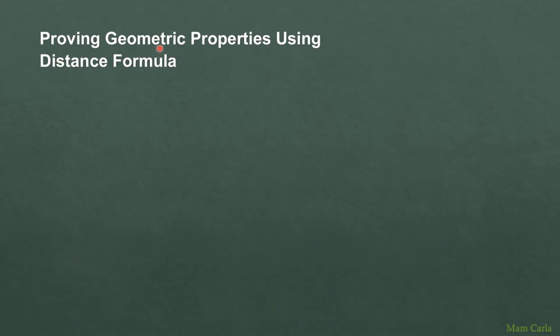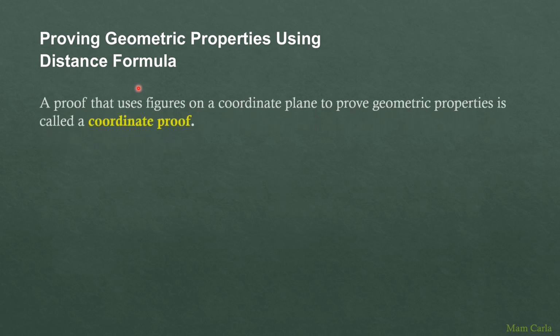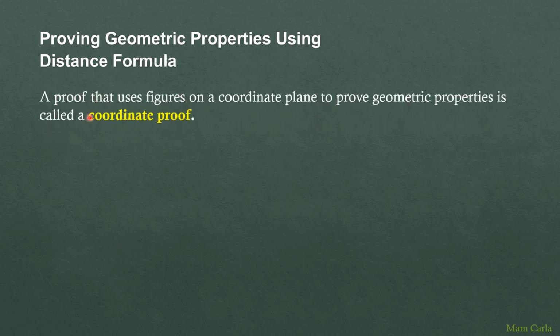Now let us try to prove some geometric properties using the distance formula. Let us first define what a coordinate proof is. It is a proof that uses figures on a coordinate plane to prove geometric properties. If we are trying to prove geometric properties with the use of the coordinate plane, or the x and y axes, that is called a coordinate proof.